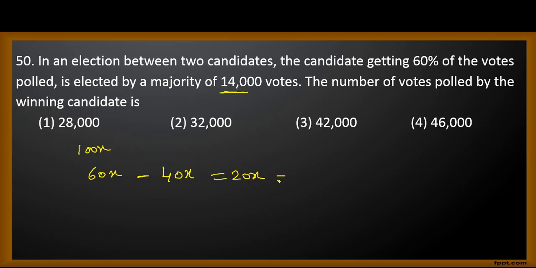So 20x is equal to 14,000. The number of votes polled by the winning candidate is 60x. Then 60x is equal to how much? That is what the question asks. Simply multiply this by 3 throughout. So 3 20s and 3 14s, which is 42,000. So 60x is equal to 42,000. The number of votes polled by the winning candidate is 42,000. So the answer is option 3.